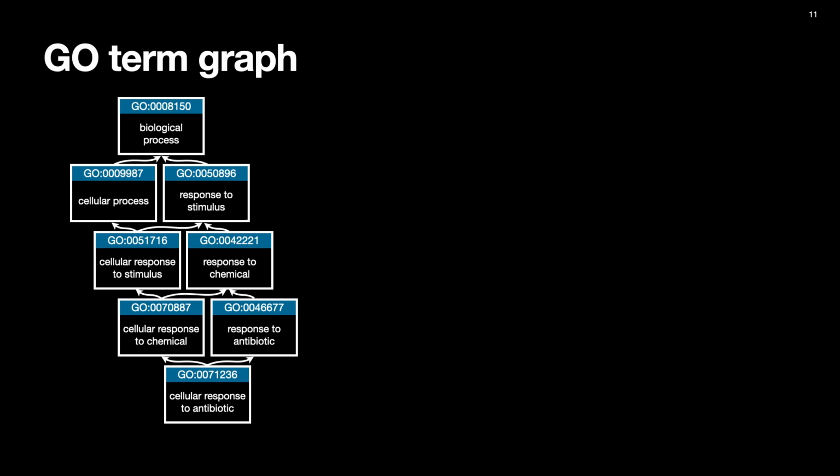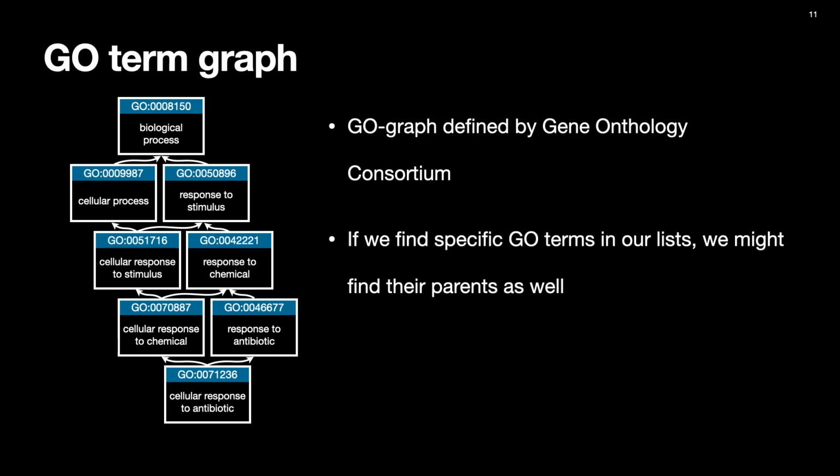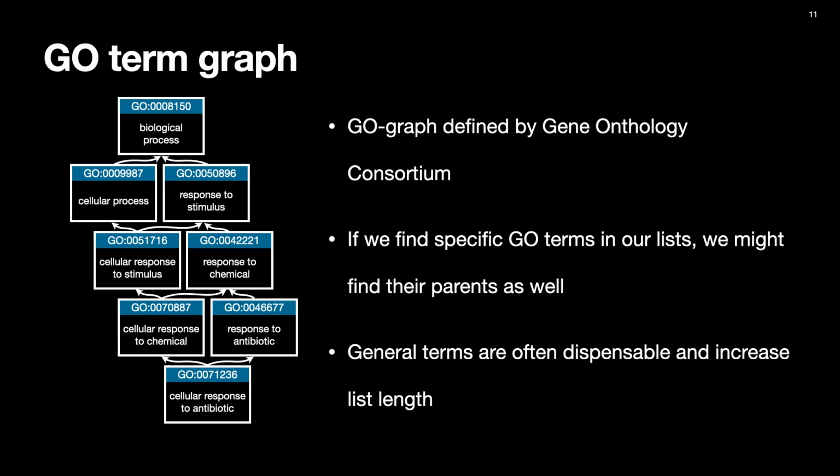GO terms are organized in a similar way using a graph structure, which is defined by the Gene Ontology consortium. This means that GO terms are in parent-child relationships. Our term, cellular response to antibiotic, has response to antibiotic and cellular response to chemical as parents. Therefore, if a gene is associated with a specific GO term, it is also associated with all its parents. So if we find specific GO terms in our list, we might find all their parents as well. However, often the parents are dispensable, since they do not add much information and increase the length of the list.